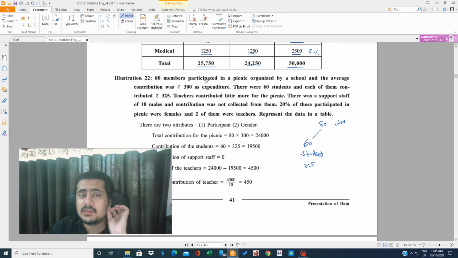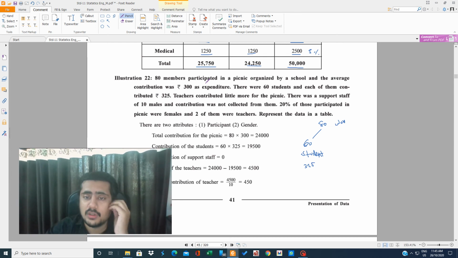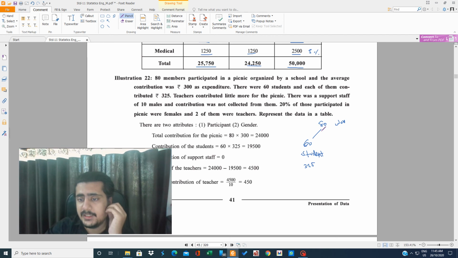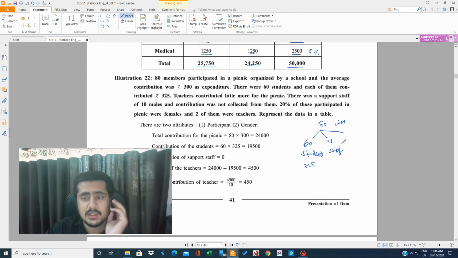There was a support staff of 10 male and contribution was not collected from them. So from 80, there were support staff of 10. So now the picture is clear. In 80 people, 60 were students, 10 were staff, and 10 were teachers. Okay, this is the clear picture of what the 80 persons are. There was support staff of 10 and no contribution was collected from them. We have not collected a single rupee from the staff.